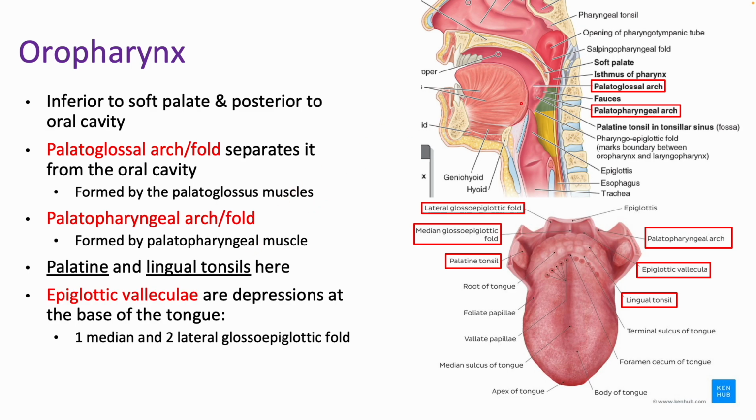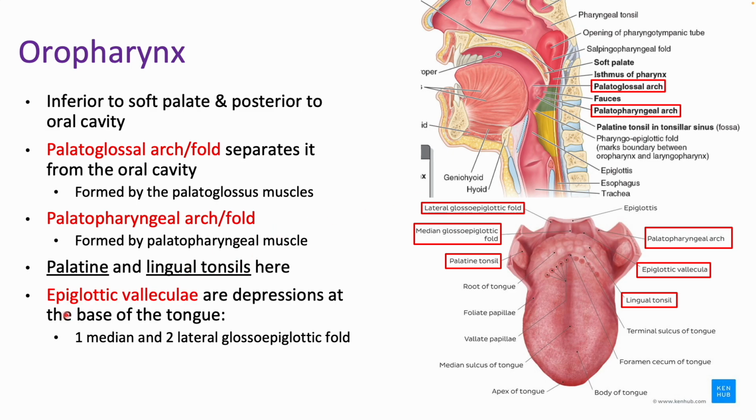And so located between those arches, we're going to have a depression, which is going to be the location of our palatine tonsils. So that's our palatine tonsil right there. And then we're also going to have our lingual tonsil found in this region. So the lingual tonsil is just like at the root of the tongue here.